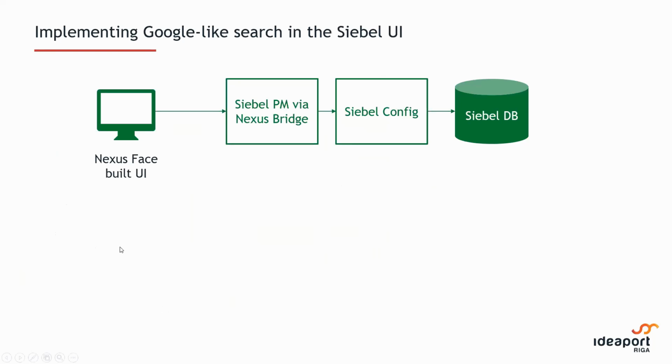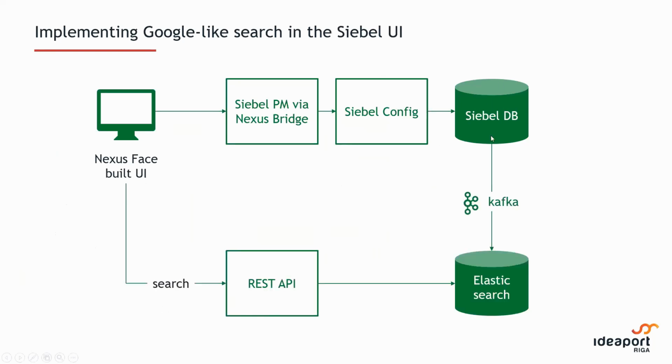But the idea is that we could stream the data with very low latency through Kafka to Elasticsearch. And then in the UI, we have this pattern where for the search, we use a REST API which works on top of Elastic. Whenever we identify the record that we need, we know its type and its row ID, and then we access Siebel data through the presentation model via Nexus Bridge, the way we do it in Nexus Face.